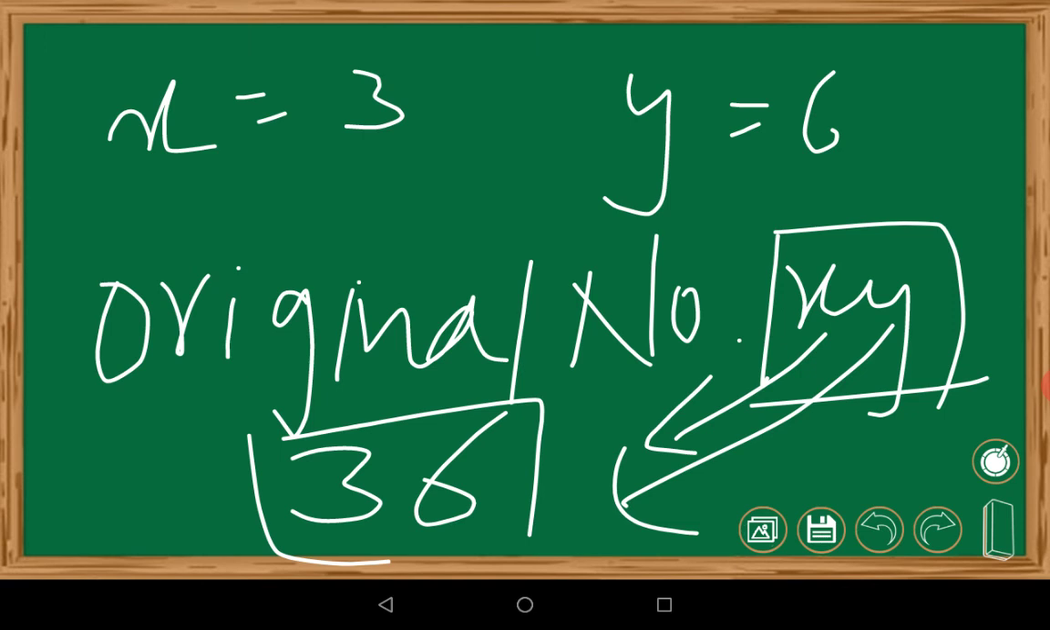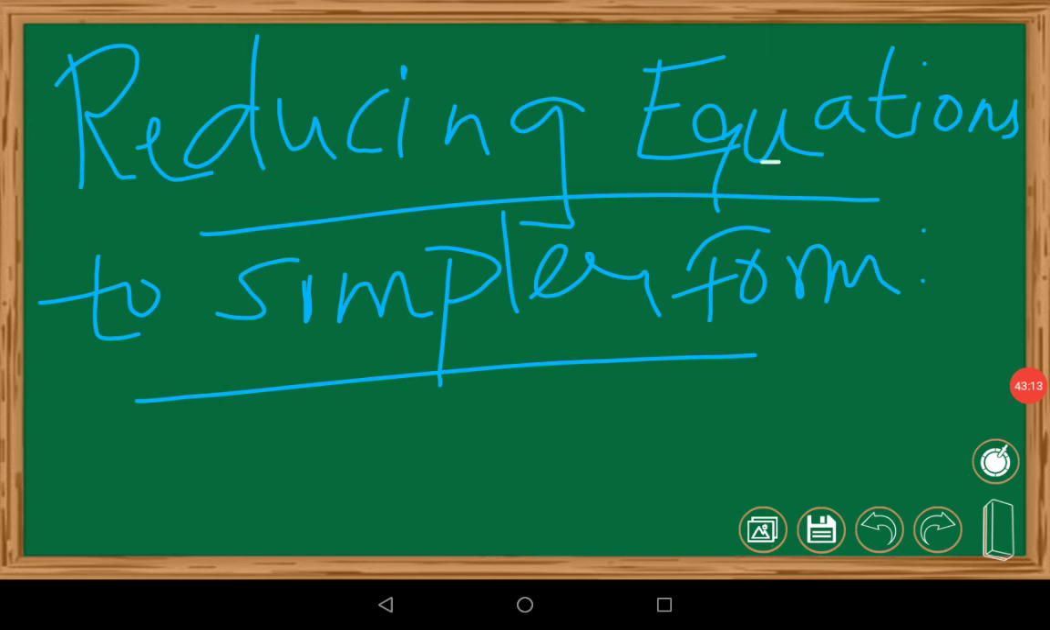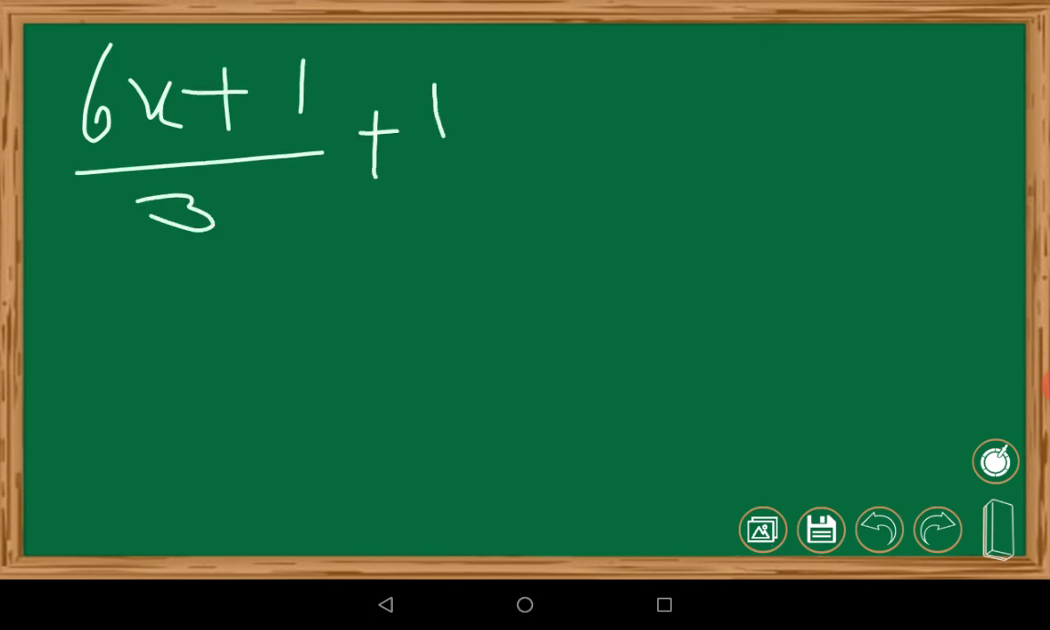And the next topic is we have to reduce sometimes. Reducing equations into simplest form. Okay. So now we have to reduce equations into simplest form. How we have to do that, I'll explain with one example. Okay. And 6x plus 1 by 3 plus 1 is equal to x minus 3 by 6.